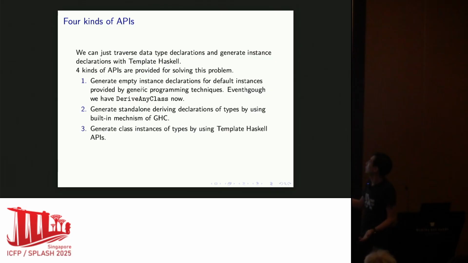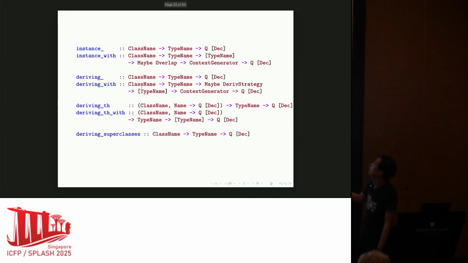Also, you can use some Template Haskell techniques to traverse the data declarations and apply a Template Haskell function to generate all the class instances. And generate a class and its superclass instances for one type. So I provide these 4 kinds of APIs. Let's see the 4 kinds of APIs.